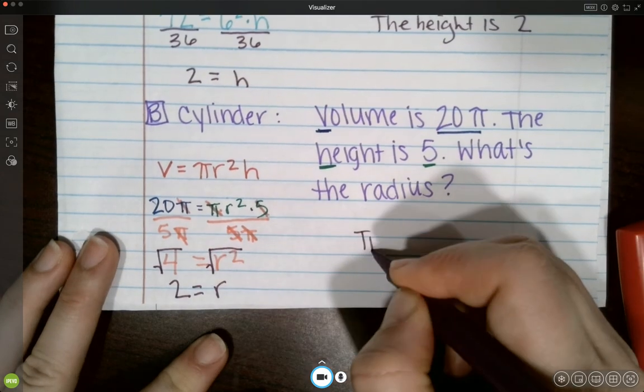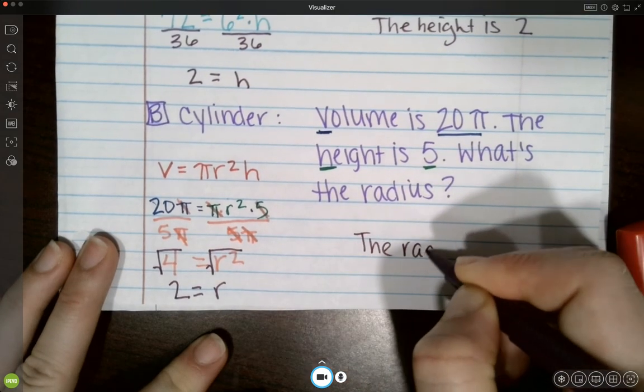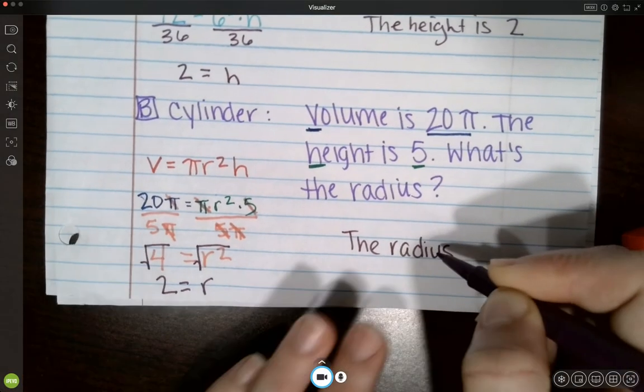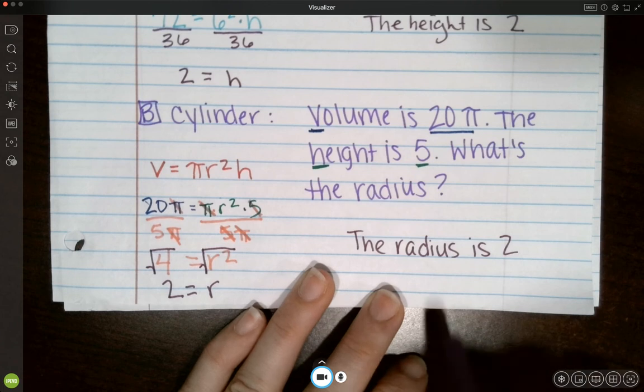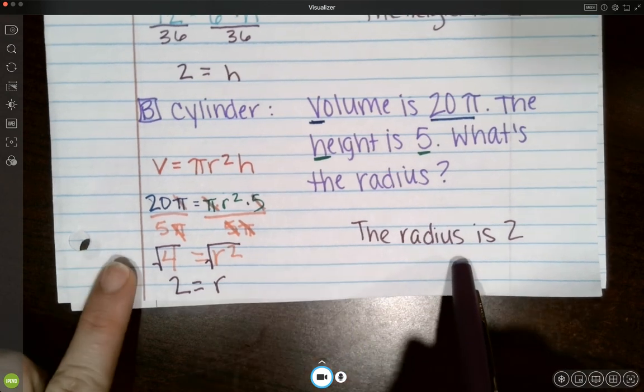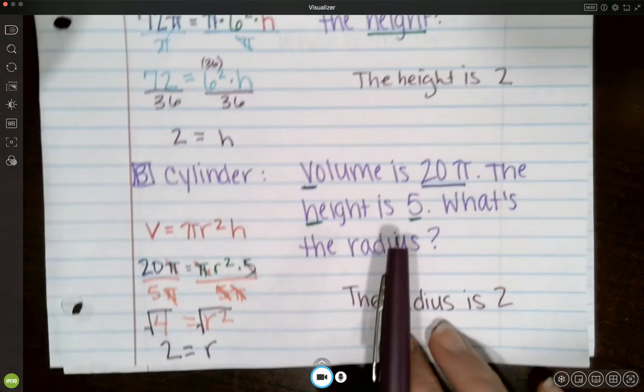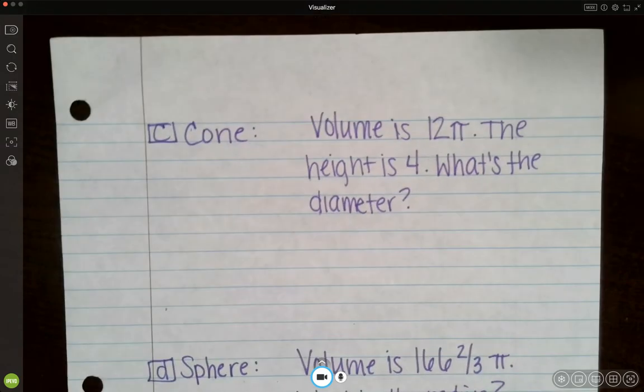So the radius is 2. Okay, so that is with working with cylinder and how to undo and redo the formulas. All right, so let's take a look at our other two shapes just to make sure we kind of know what's going on with them.